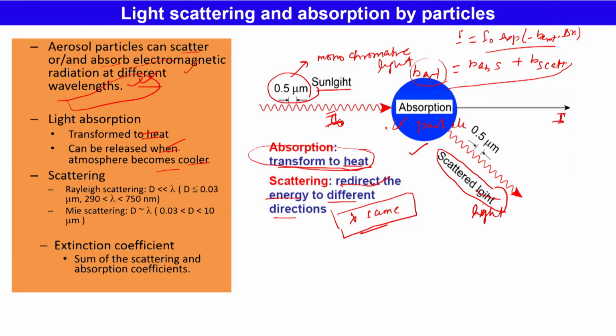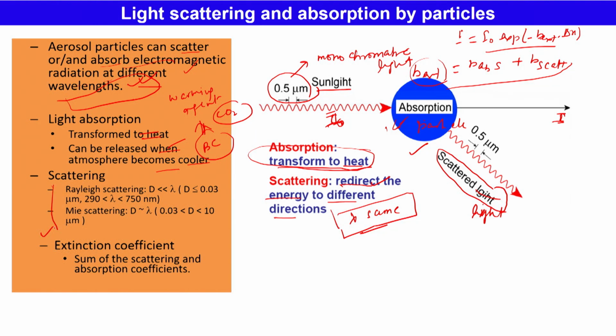If light is absorbed, it is transformed into heat, and that can be re-released when the surroundings become cooler. So the particle will re-emit the radiation into the atmosphere. This is a very important case for black carbon aerosols, and that is why black carbon is considered a warming agent along with CO2. This light absorption is released when the atmosphere becomes cooler.